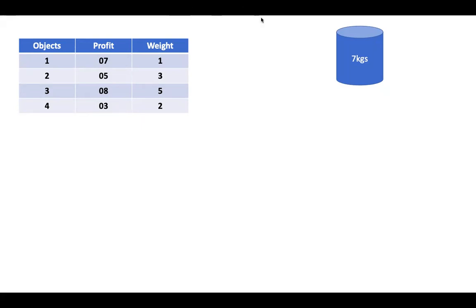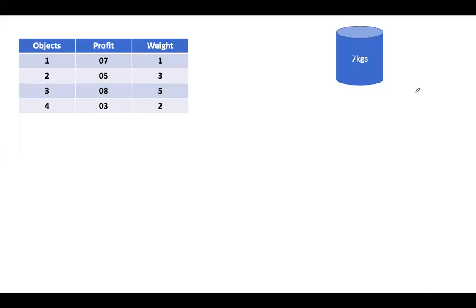Okay, without any approach, if I ask you to pick the objects, which are the objects you will pick? See, limitation is there. Only 7 kg I can carry. Among 4 objects, just for understanding, I have taken only a small example. In real time, there will be a lot of objects. Someone has said object 2, 3, 1. If you take objects 2, 3, 1, look at the weight. All 3 objects you cannot take. Weight will increase. There is a limitation on the weight. Think how many objects you can carry and which are those objects which you can carry.